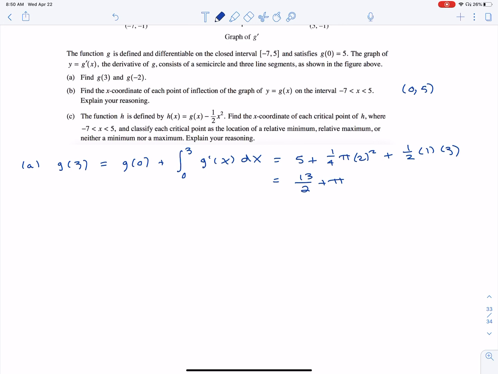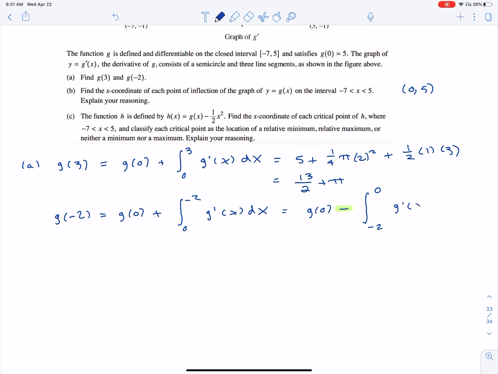So g of -2, I'm going to do the same thing. Exact same thing, really, right? I'm going to say it equals g of 0 plus the displacement from 0 to -2 of g prime of x dx. Now we have to be careful, right? Because this is going from 0 to -2 instead of -2 to 0, which is the way I want it. So I'm going to use the property where I can flip the limits of integration. So now they're going to go from -2 to 0. But in order to do that, I've got to change my sign. So it was positive, now it is negative.